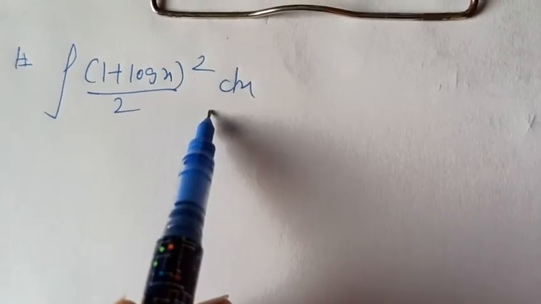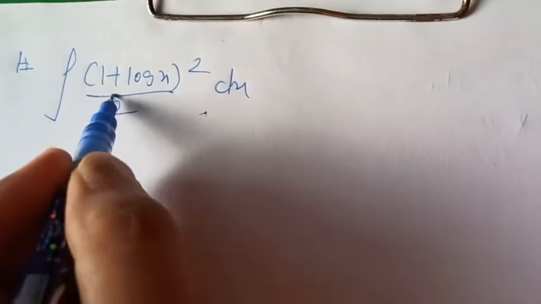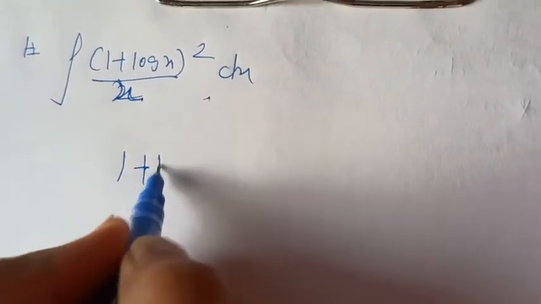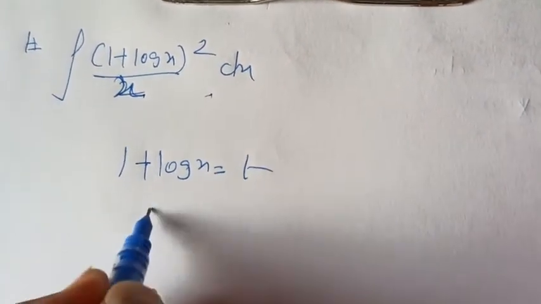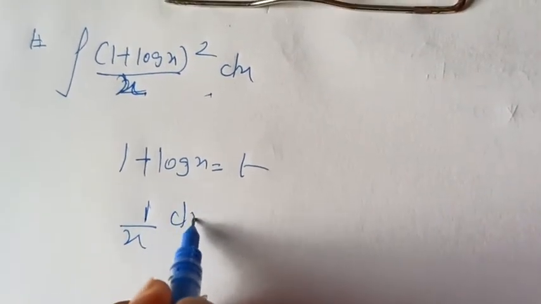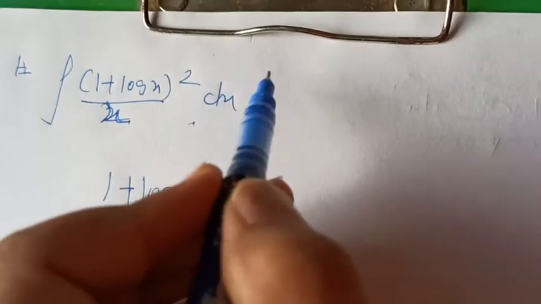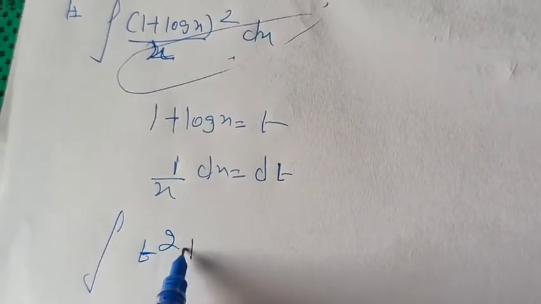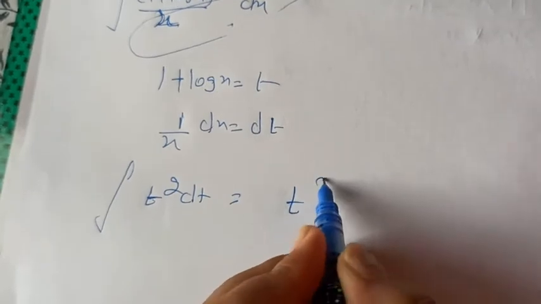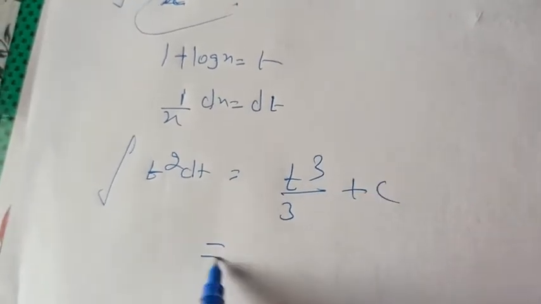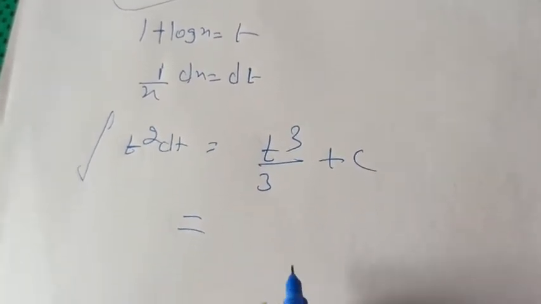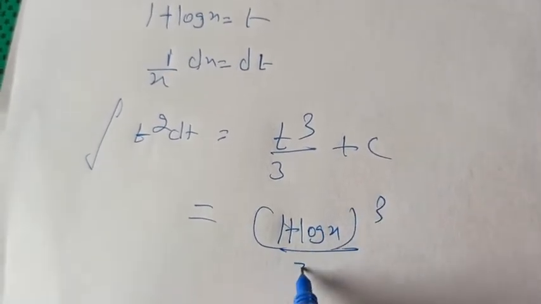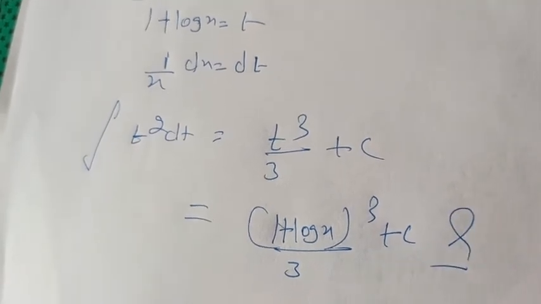In the next question, this is x, sorry. Now it's in function-derivative form. How? If you put 1 plus log x as t, you get 1 by x dx is equal to dt. So this part is your dt and this part is your t square, and the answer is t cube by 3 plus c, where t is 1 plus log x. So (1 plus log x) cube by 3 plus c. This is your answer.